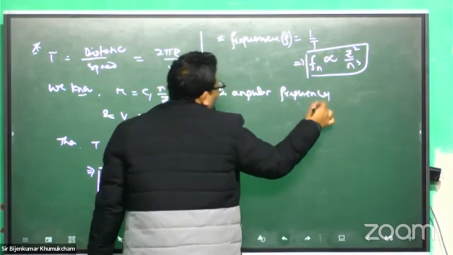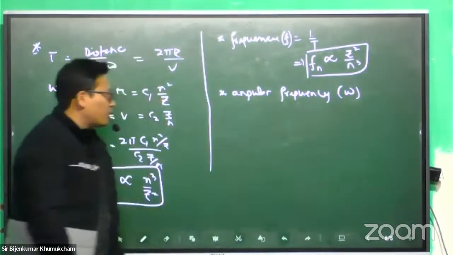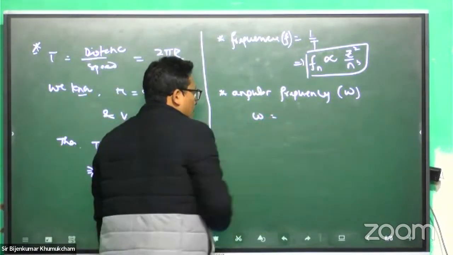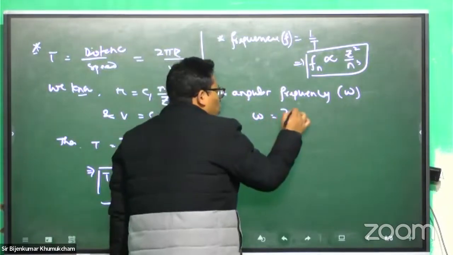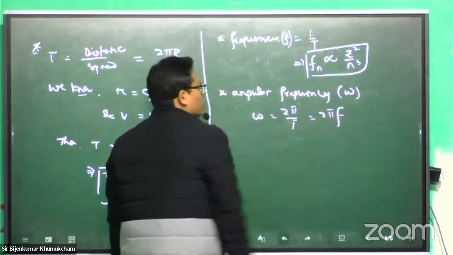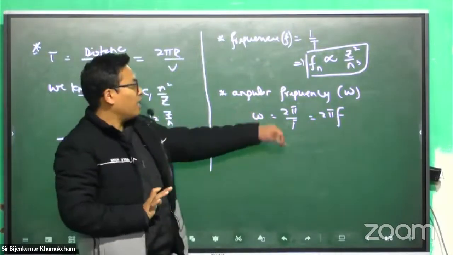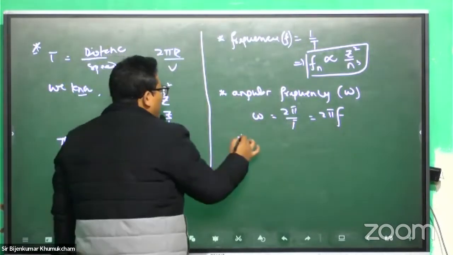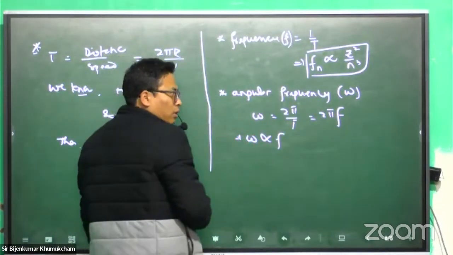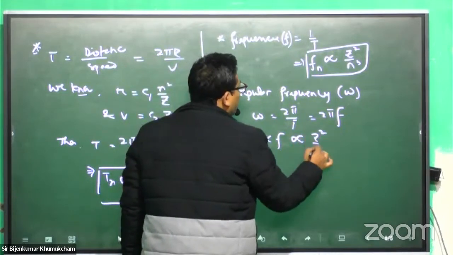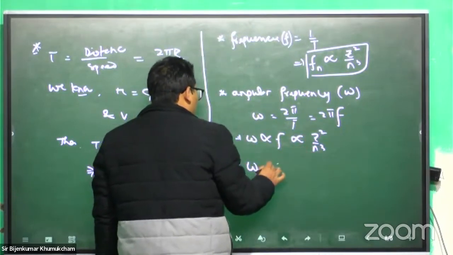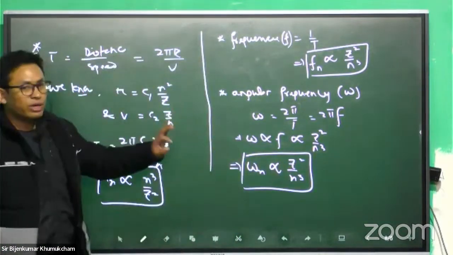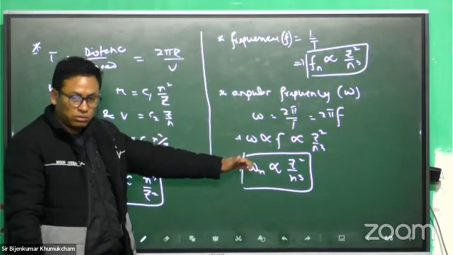If we are discussing the wave, angular velocity is angular frequency, omega, which is nothing but 2 pi by T, or 2 pi f. We will discuss this expression in detail in simple harmonic motion and waves. This implies omega is directly proportional to f, and f is directly proportional to z square by n cube. So omega in any nth orbit is directly proportional to z square by n cube.